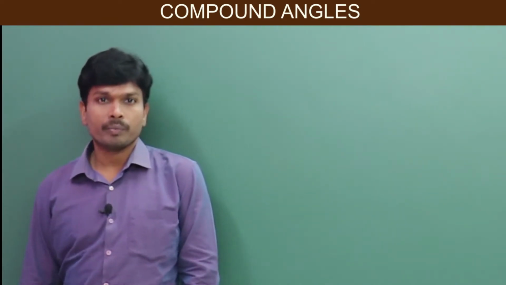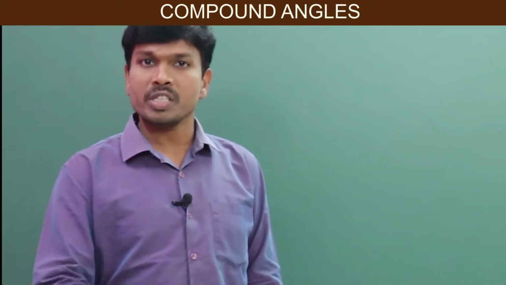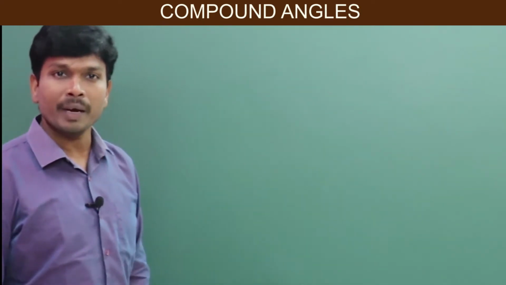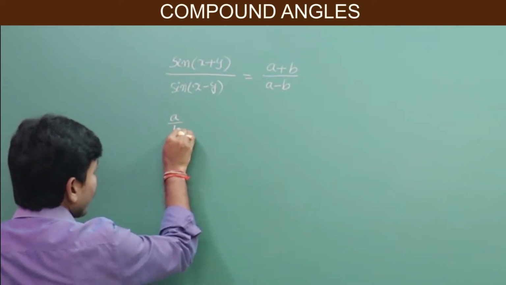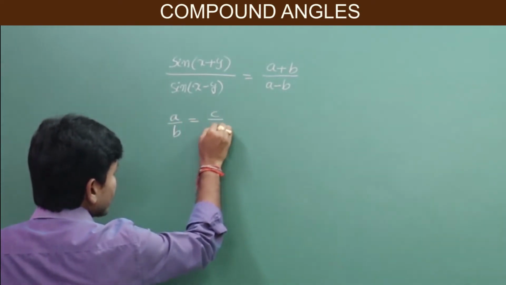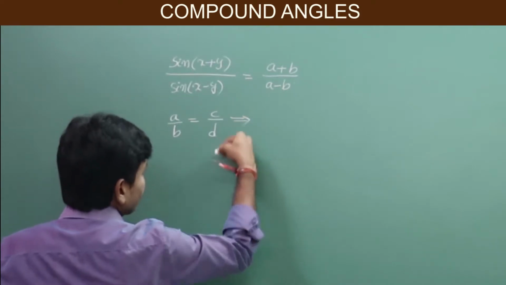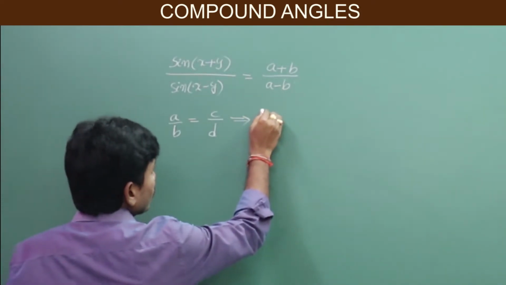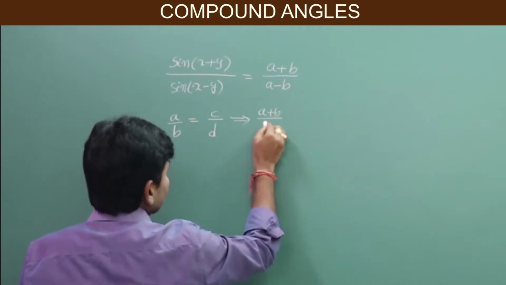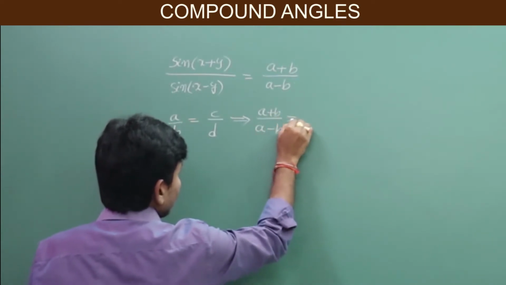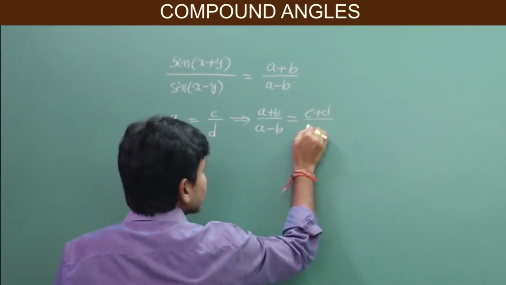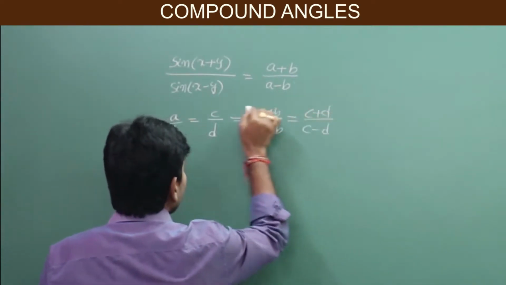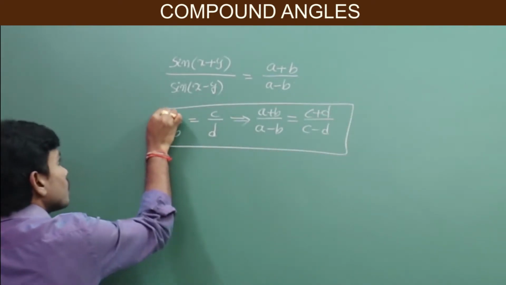Componendo and dividendo. In which chapter have you learnt it? Yes, ratios and proportion. What is meant by it? Just any two ratios are equal. If a/b = c/d, then what happens? (a+b)/(a−b) = (c+d)/(c−d). This is the result.